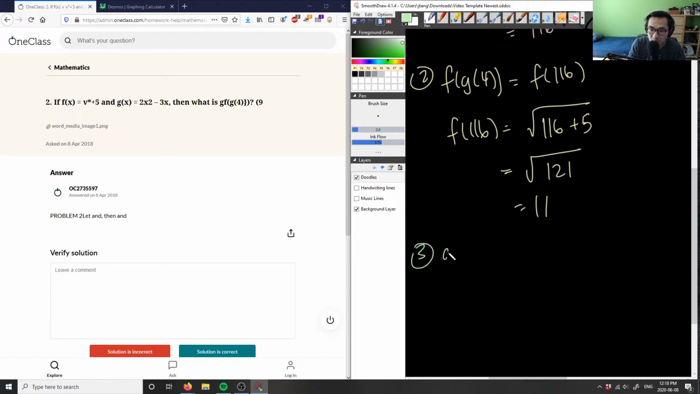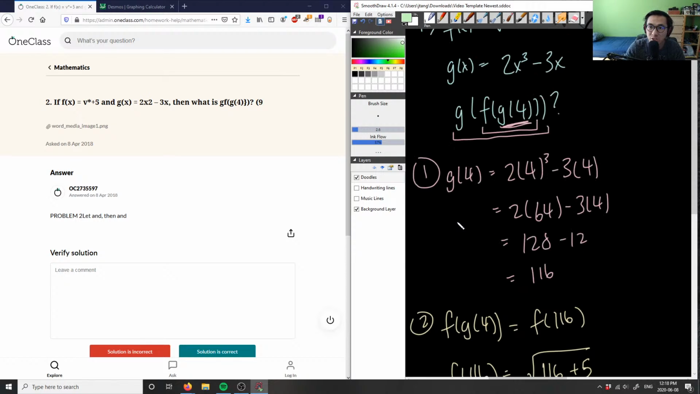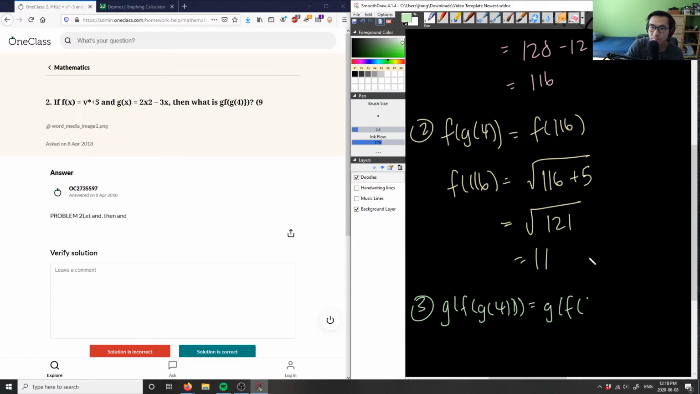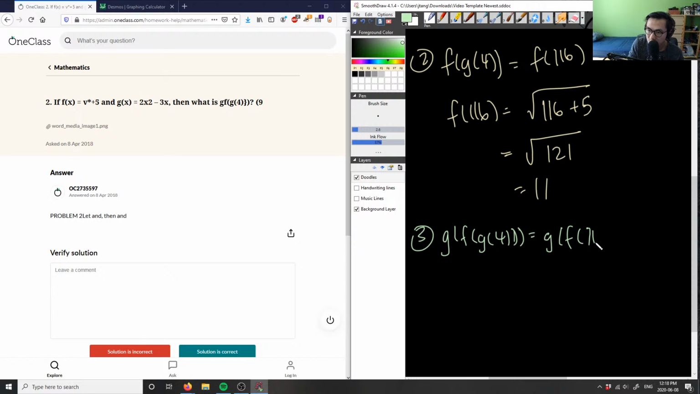So what's g of f of g at 4? g of f of g at 4 is going to equal g of f at 116, which is going to equal, and I know that f of 116, as we solved here, is simply g at 11, right? And this here is g at 11.